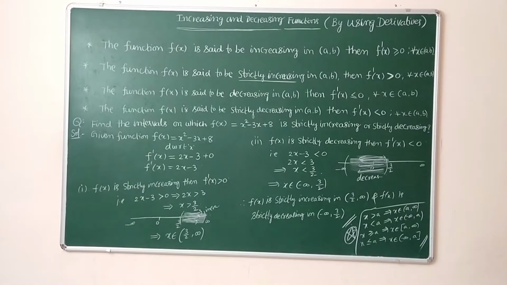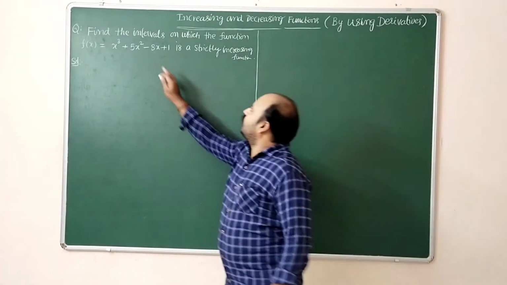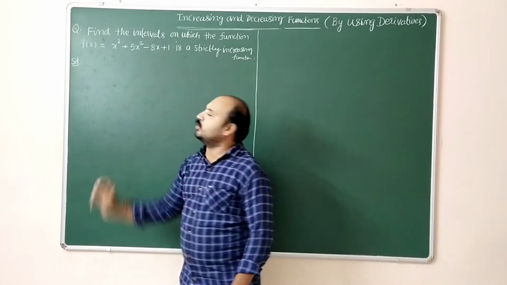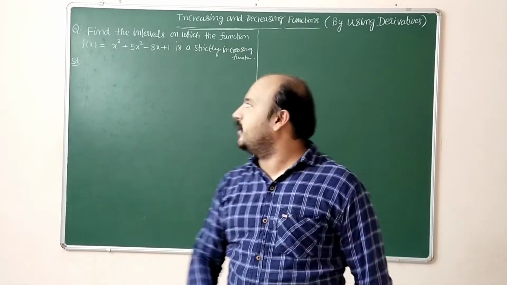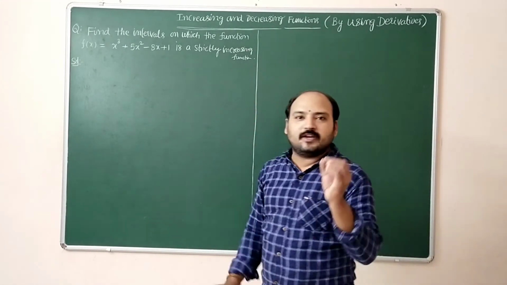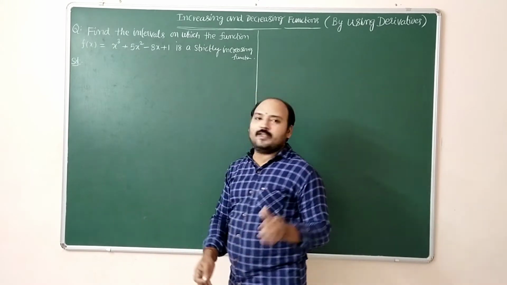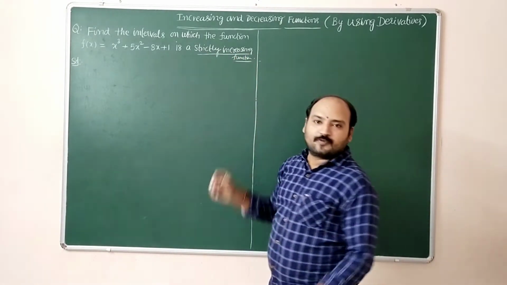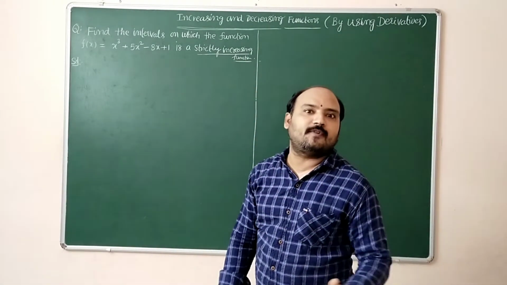The next question. Find the intervals on which the function f of x equal to x cube plus 5x square minus 8x plus 1 is a strictly increasing function. They are asking to find the intervals for the strictly increasing function. So first you have to consider the function and find the derivative. After that you can apply the formula.